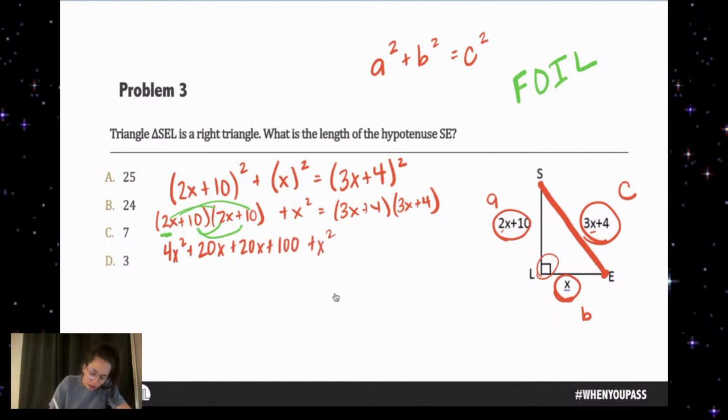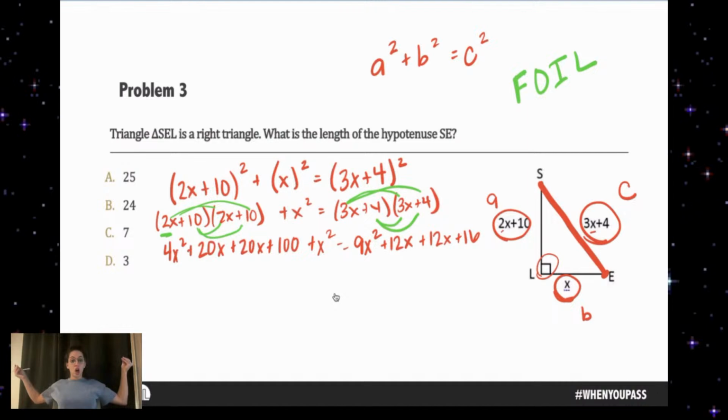Plus x squared equals, I'm going to do the same process with the 3x plus 4s. So 3x times 3x, 3x times 4, 4 times 3x, 4 times 4. So 3x times 3x is 9x squared. 3x times 4 is 12x. 4 times 3x is 12x. 4 times 4 is 16. Woo! That's a long problem, y'all.